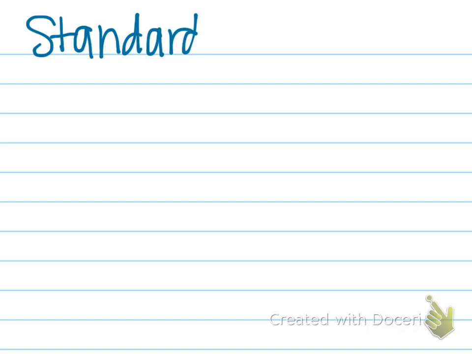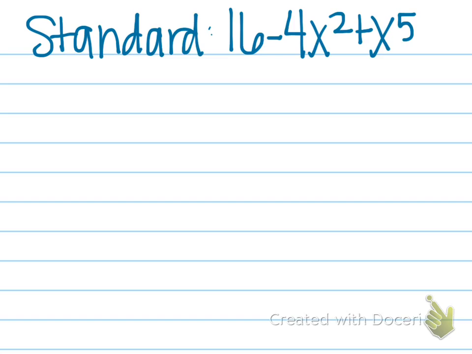The first one is I want you to write in standard form 16 minus 4x squared plus x to the 5th plus 9x. So rewrite that one in standard form for me. Pause it if you need to.